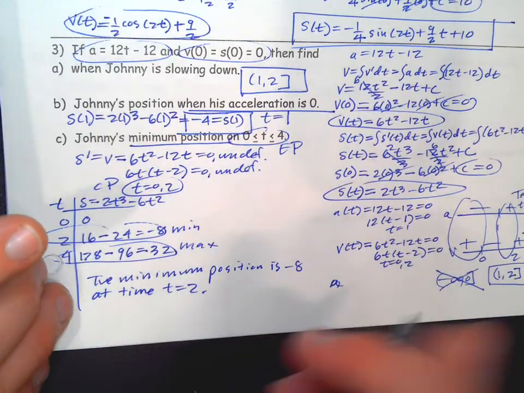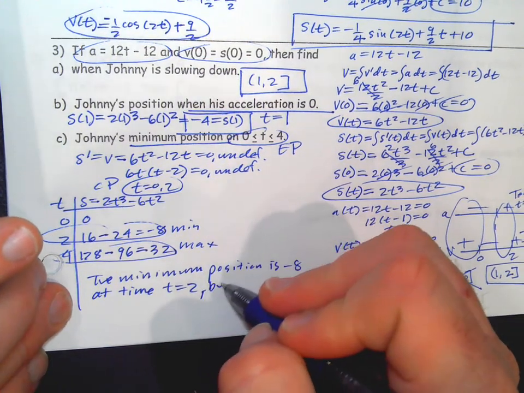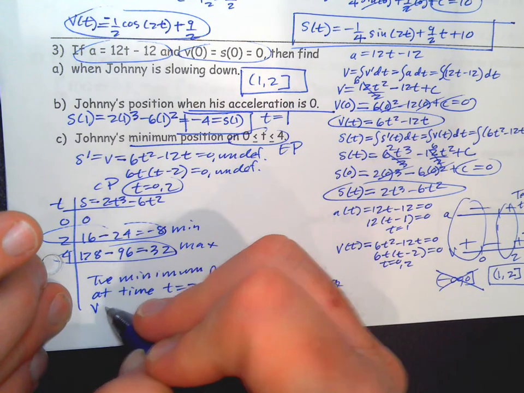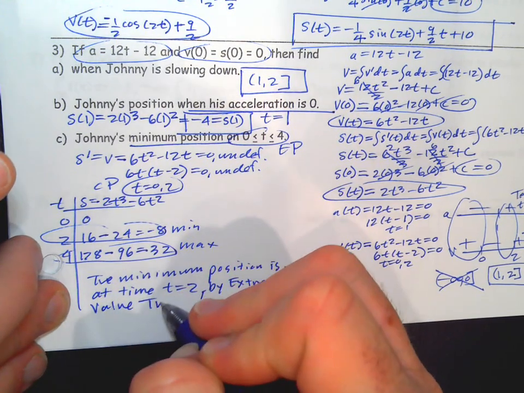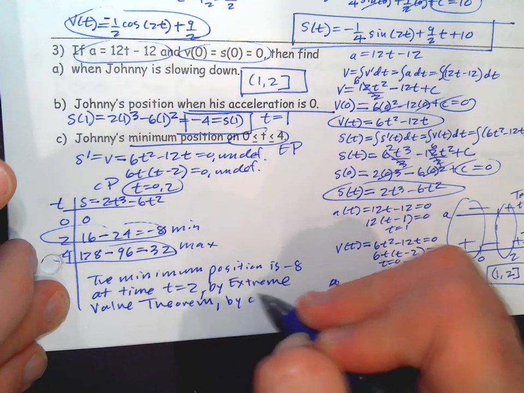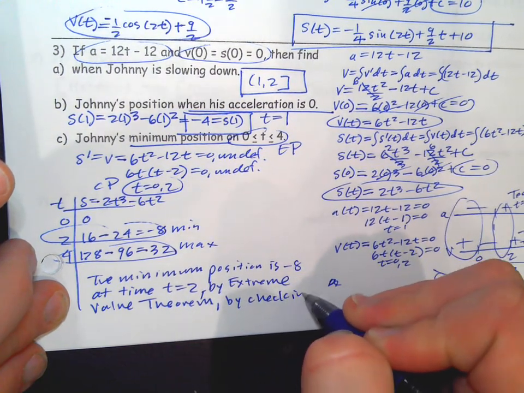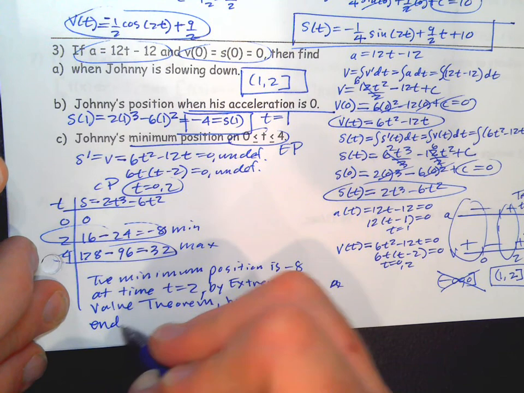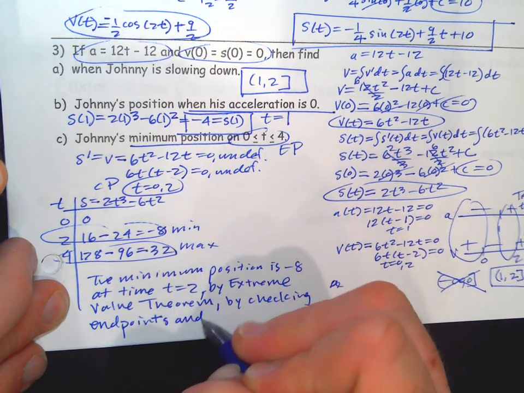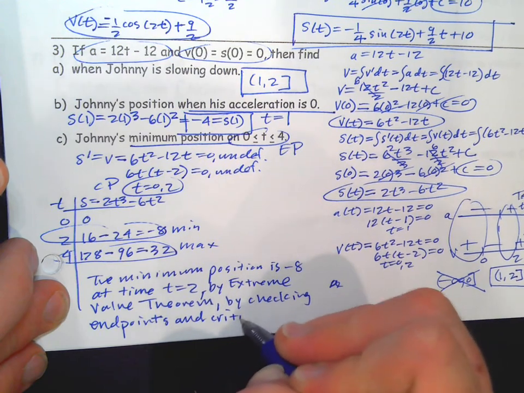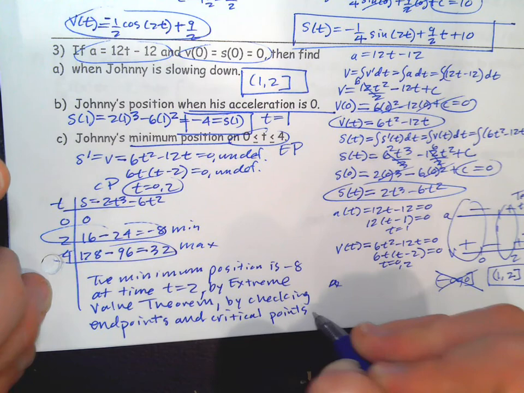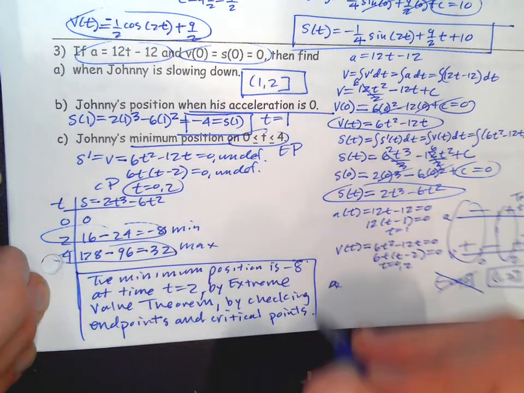Now, if I ask you to justify, you guys should be good at this by now: by the Extreme Value Theorem, which is the name of it. Cool. How does it work? By checking endpoints and critical points. And don't abbreviate anything if you're actually trying to justify it. Write it all out, no initials. So that's a good answer with a good justification.